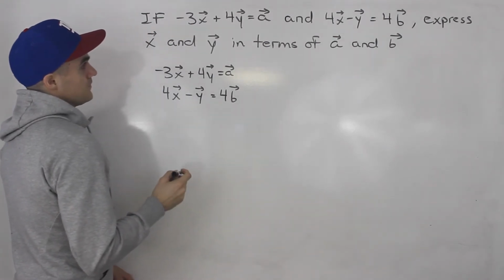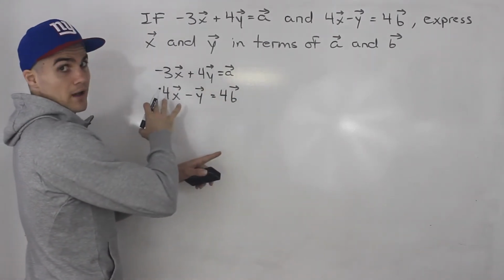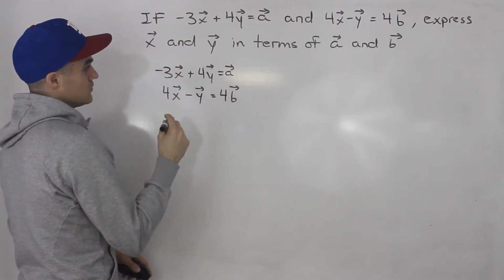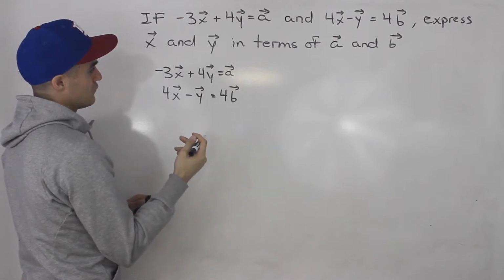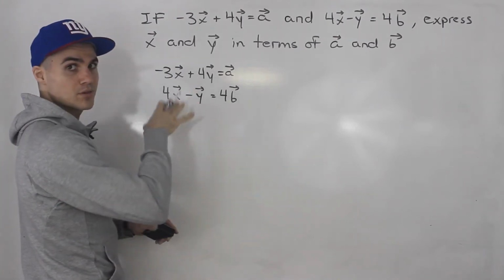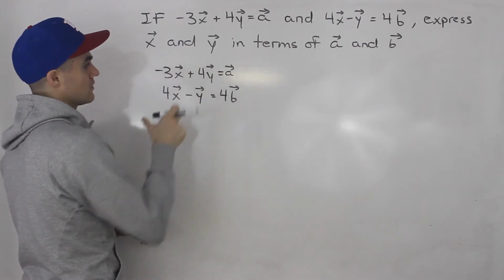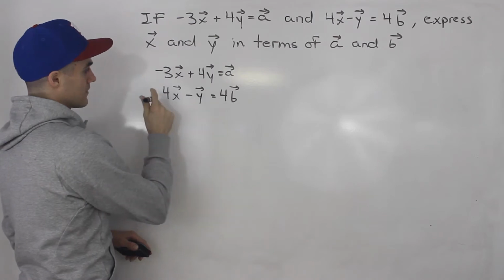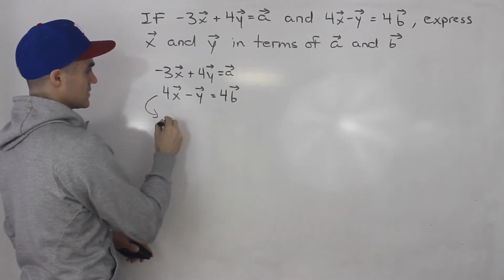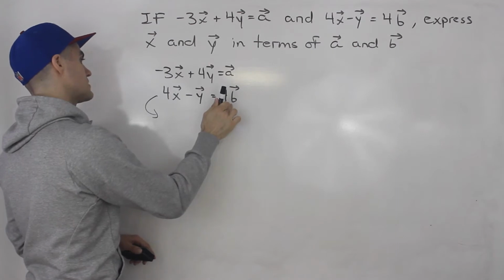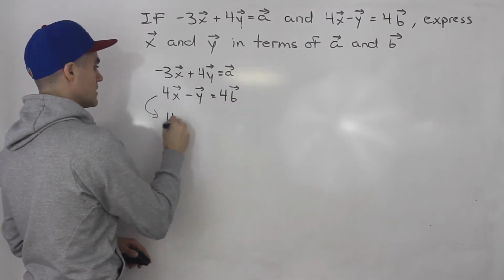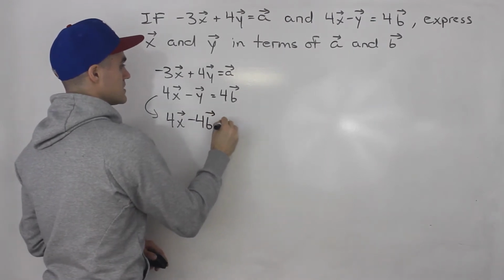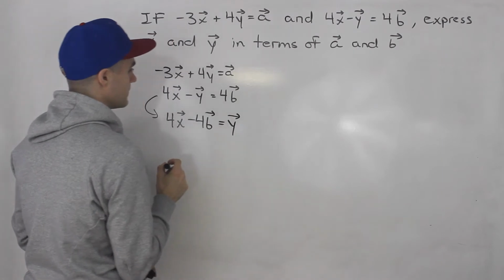Well, what you want to do in this case, we're sort of switching it around. So we want to get vectors x and y in terms of a and b. You want to start off by isolating for either x or y and then plugging it into the other equation. So notice that we can start off by isolating this vector y here. I feel like that's the easiest one to do. So what we can do is bring this 4b over, so we'd have 4 times vector x minus 4 times vector b is equal to vector y.